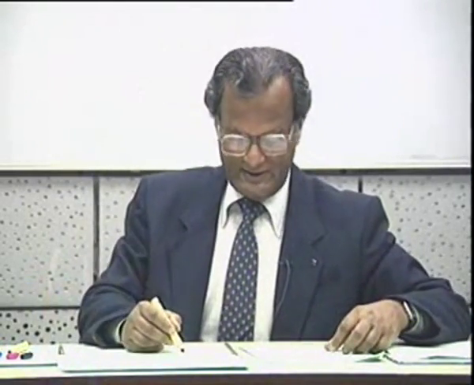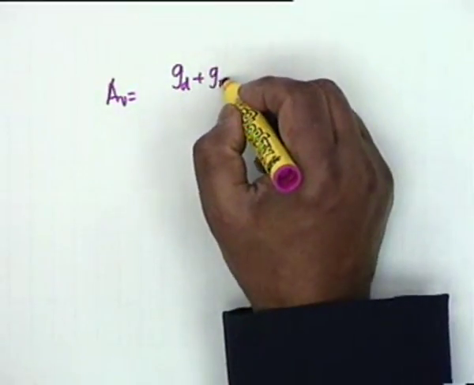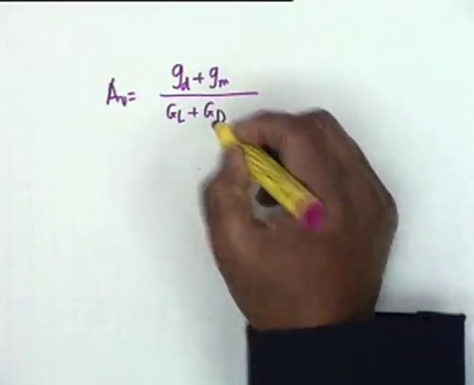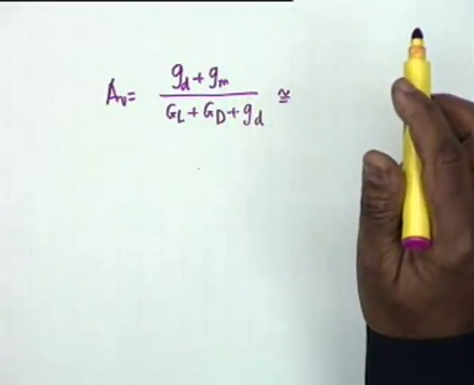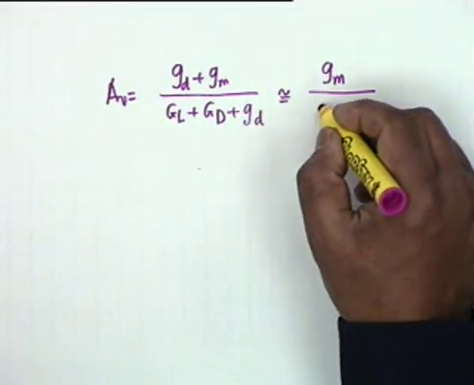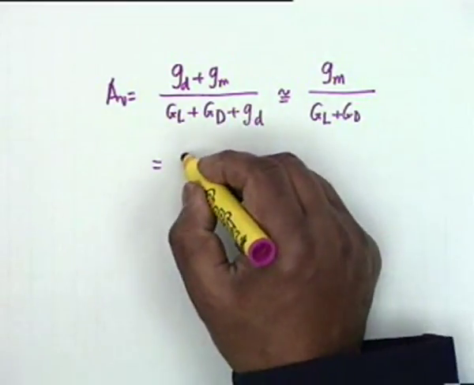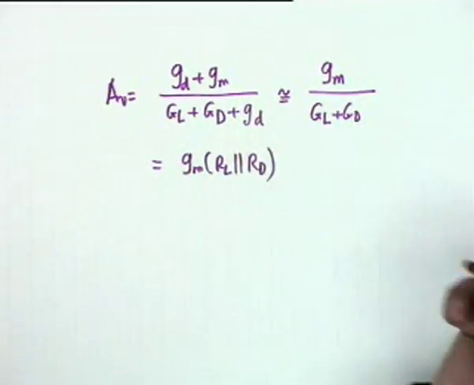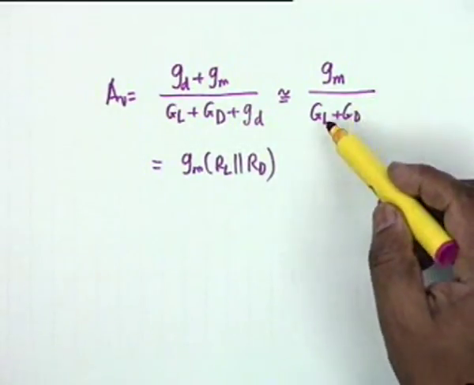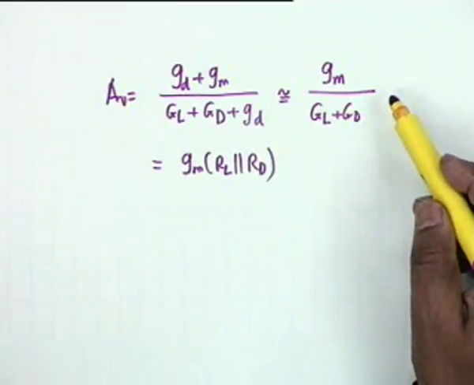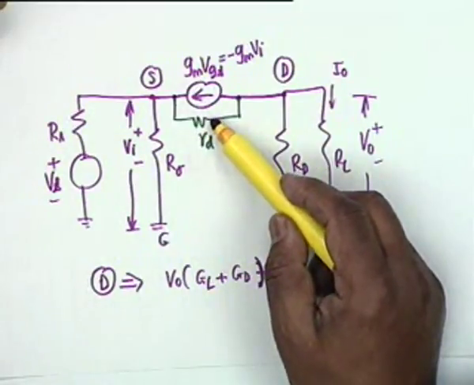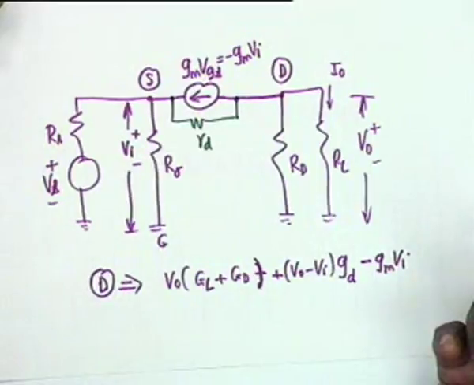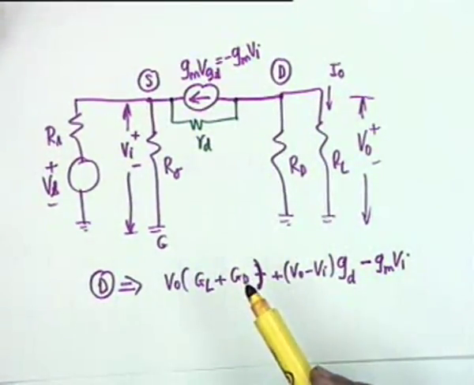Okay. So since this equation contains only V0 and Vi, it's very easy to find out the voltage gain, and the expression is gd plus gm divided by GL plus GD plus small gd. And if rd could be ignored, wishful thinking, it should have been approximately gm divided by GL plus GD. Don't you see that this is the same as gm times RL parallel RD? Is this obvious? 1 by GL plus GD, conductances add, so the two resistors are in parallel. This is also obvious from the equivalent circuit. Okay, equivalent circuit never tells a lie. If rd is ignored, if it is infinity, then this current has to flow through this, and that's the voltage gain. It is only because of rd that we have to write a node equation at the node D. Otherwise, we don't have to.